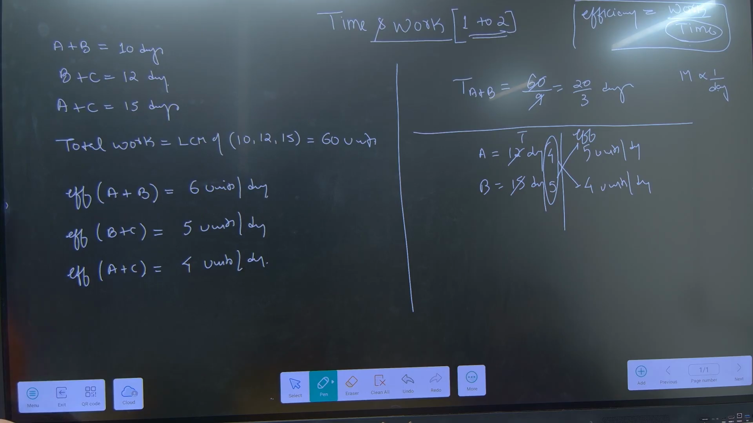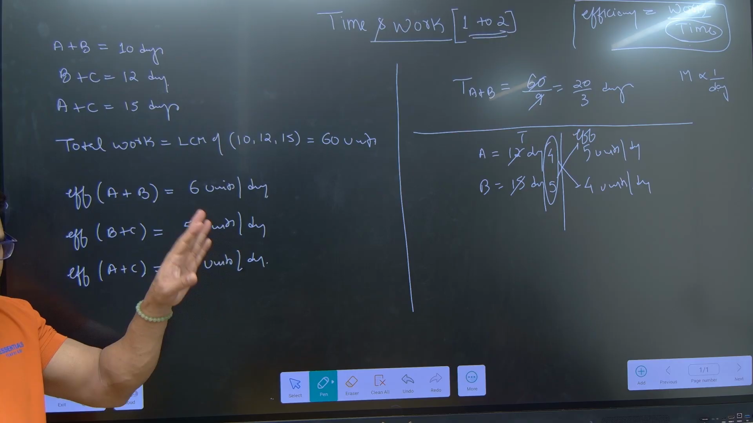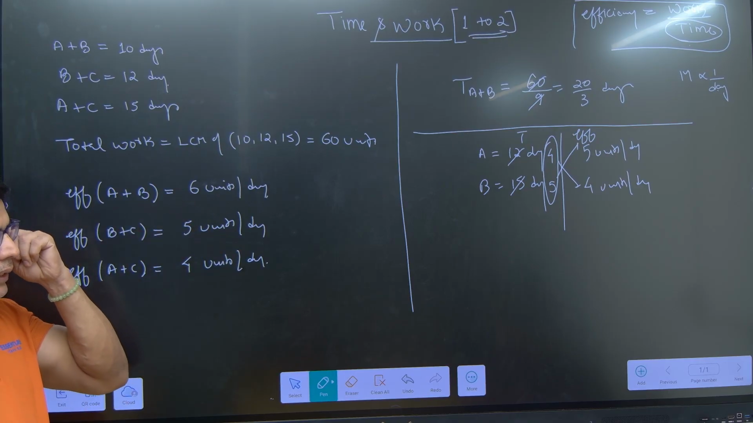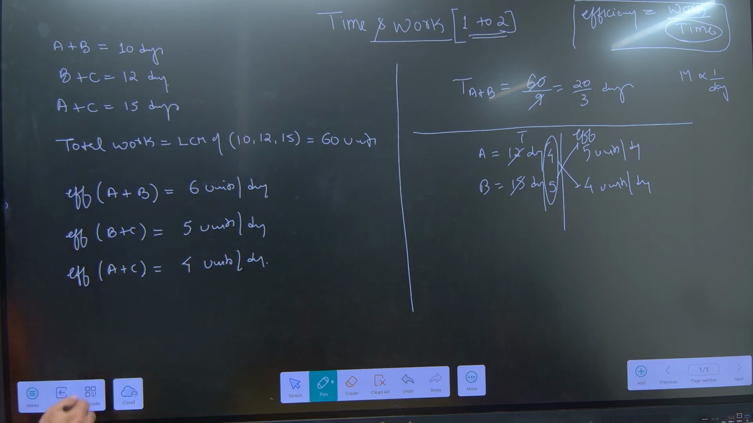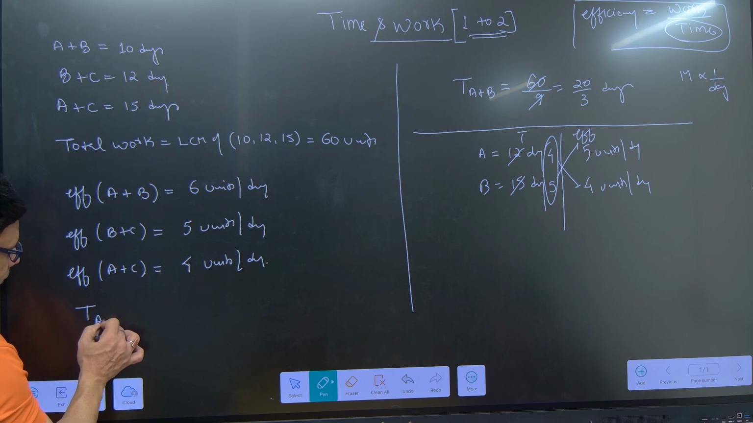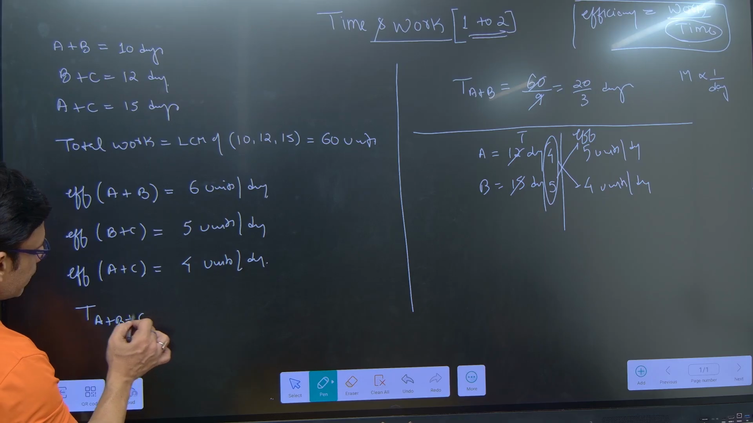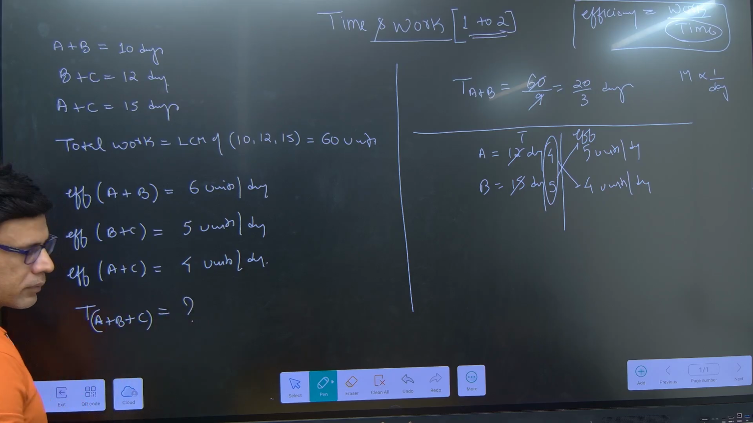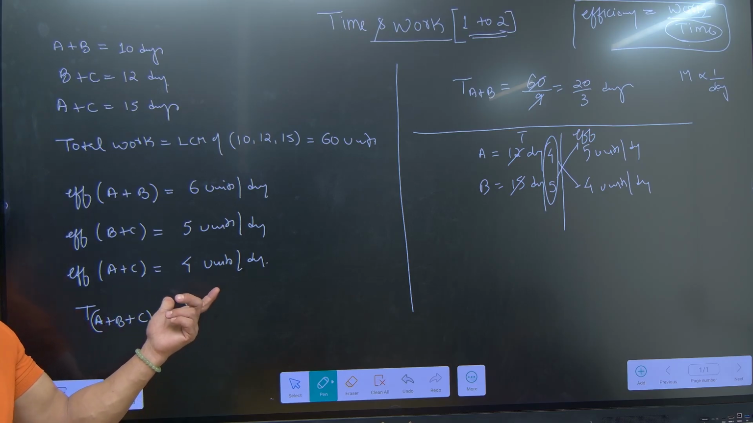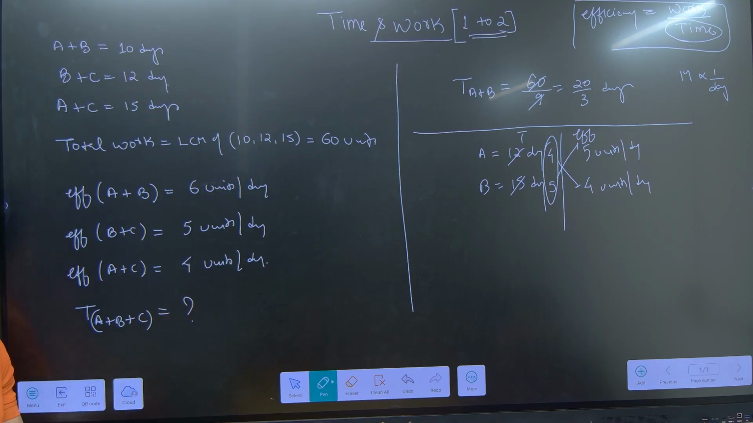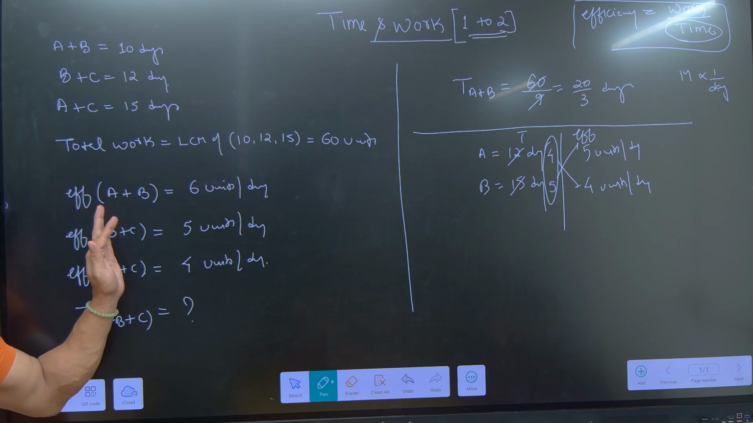My question is, how many days A, B and C together will take to finish this work? If A plus B can do in some days, B plus C and A plus C in some days, then in how many days A plus B plus C, all three can finish this work? I have to find out time. So time means work, which is already given, upon efficiency of A plus B plus C together. But I don't have A plus B plus C as of now. I have AB, BC and AC.